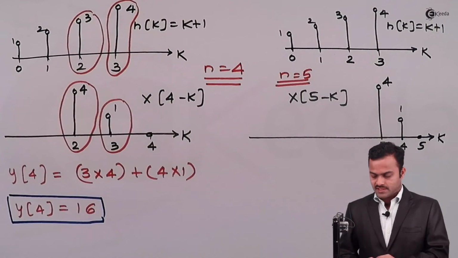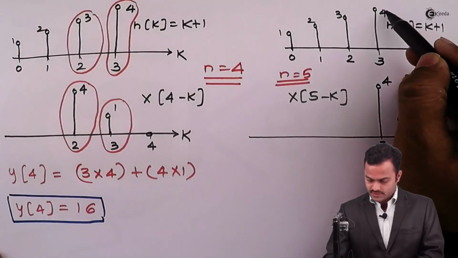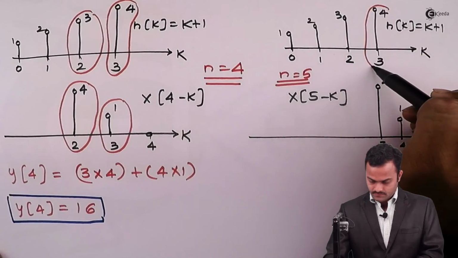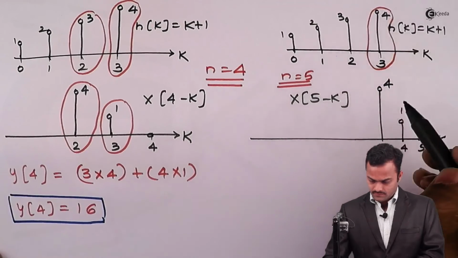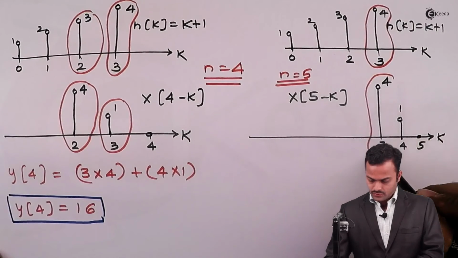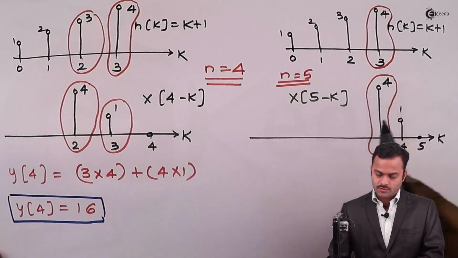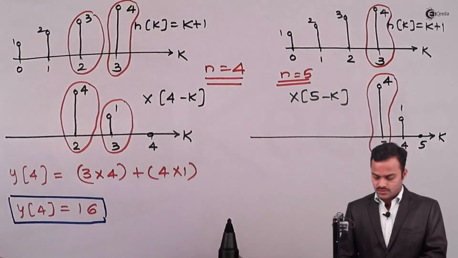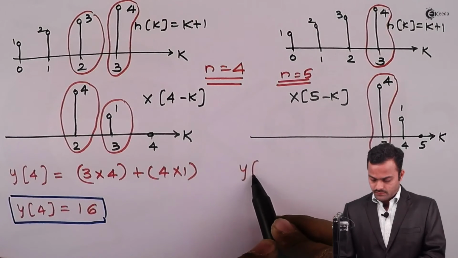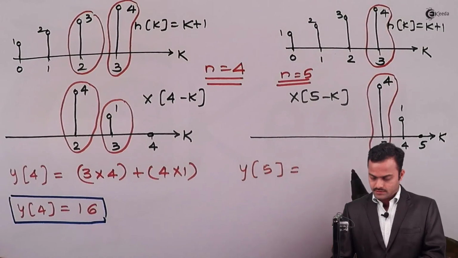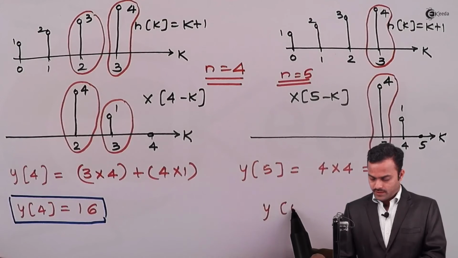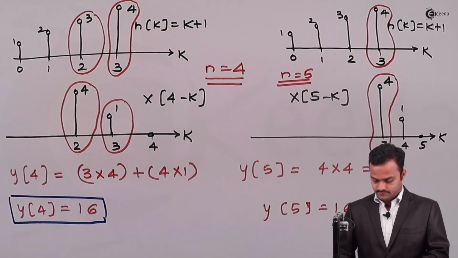Now how many sample points are common? Only one. And what is that? N equal to 3 is the instant which is common between these two signals, so that y of 5 we will get 4 multiplied by 4, which is nothing but 16. So y of 5 we will get equal to 16.